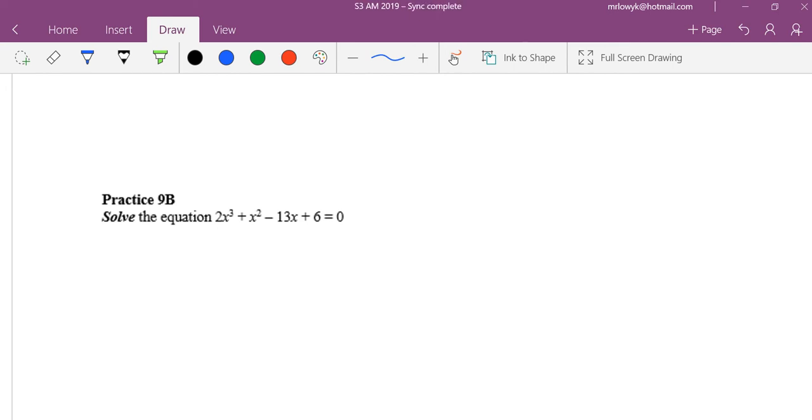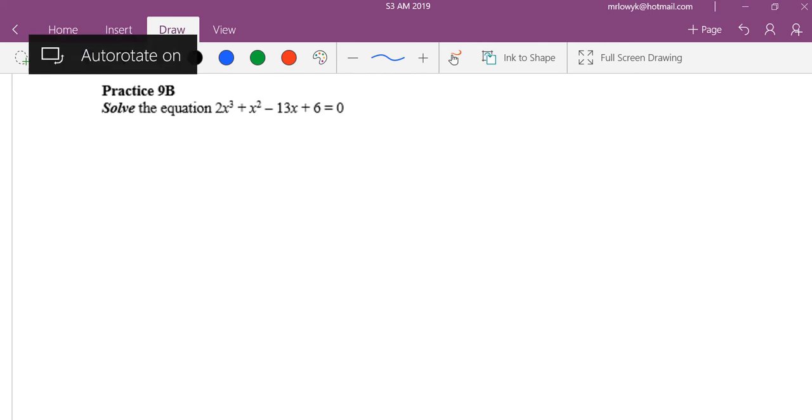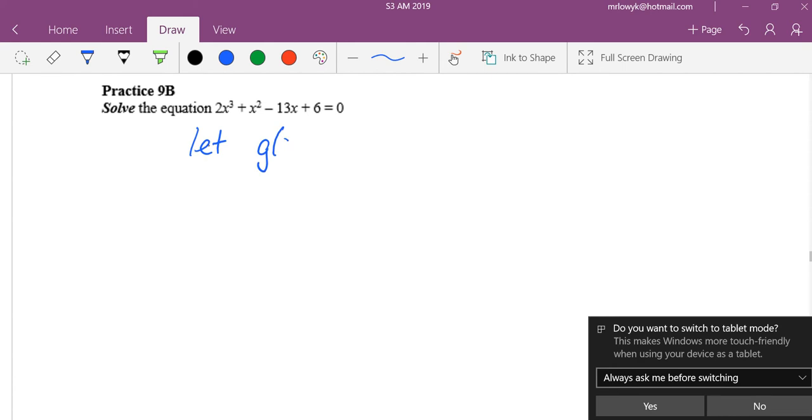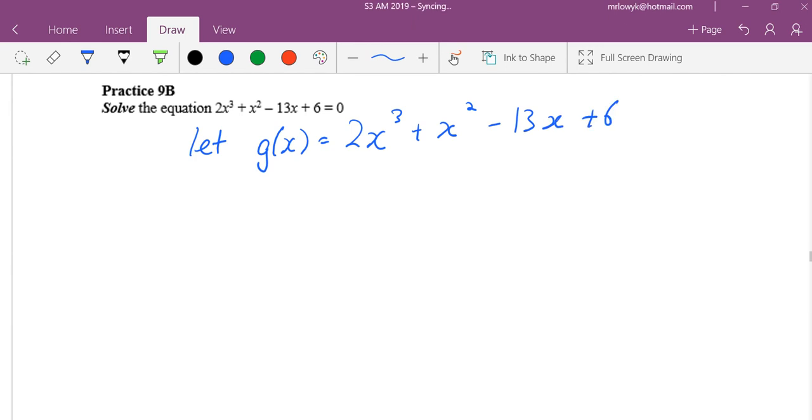Now, what is the first step? Let f(x) be that thing, right? So you can even write down let g(x) equals to 2x cubed... Okay, let me try. So Gerald, what's the first step? Now this is your mid-year exam question. What's the first step?